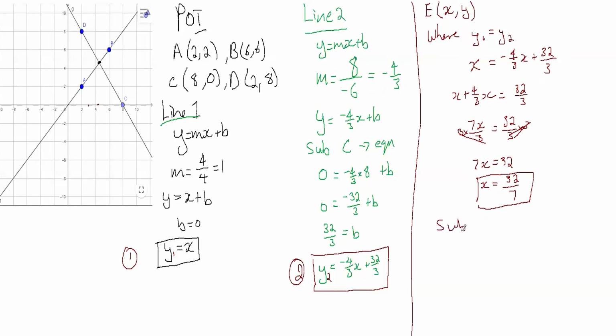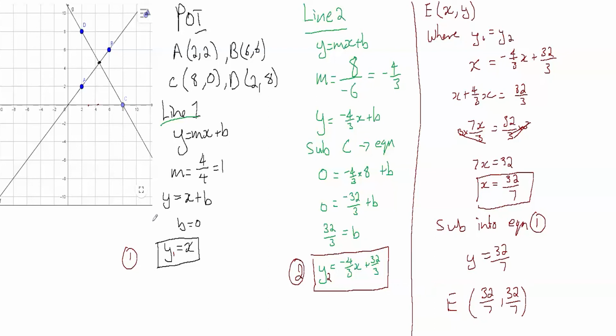So I'll write here, sub into equation 1. That's just what we're doing. You don't have to sub into the first equation. You get y equals 32 on 7. And so therefore your point is 32 on 7, 32 on 7. Okay, which is, I don't know, something over 4, just under 4.5, which is what we said, right? Roughly around 4.5, but not exactly.